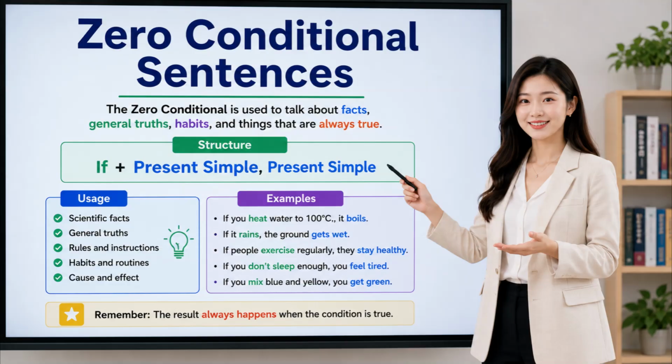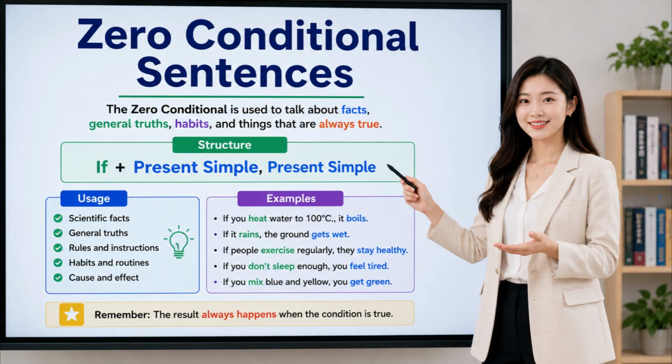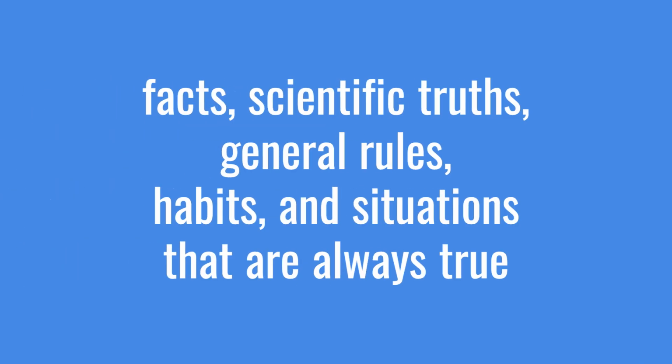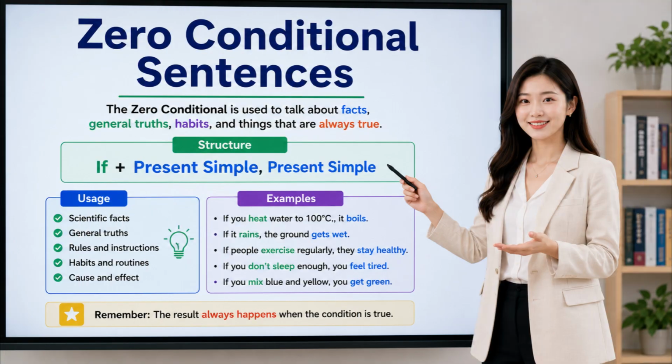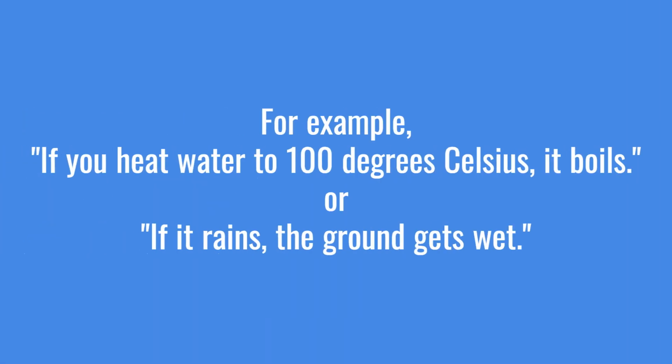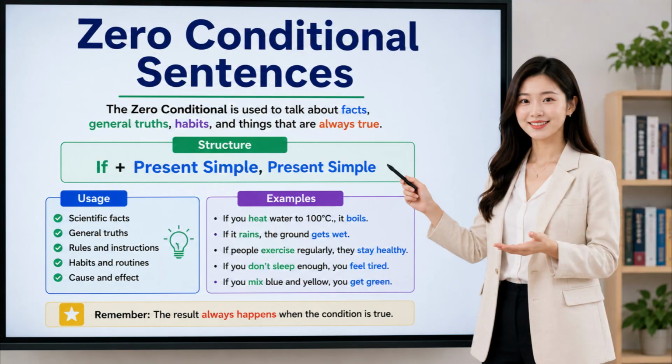In this lesson, we're going to learn about the zero conditional, one of the most useful conditional structures in English. We use the zero conditional to talk about facts, scientific truths, general rules, habits, and situations that are always true. For example, if you heat water to 100 degrees Celsius, it boils, or if it rains, the ground gets wet. These situations happen every time the condition is met.